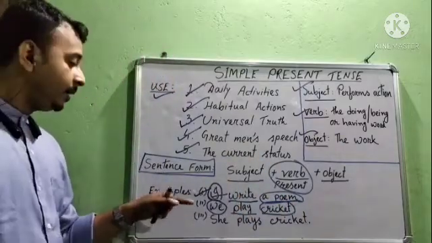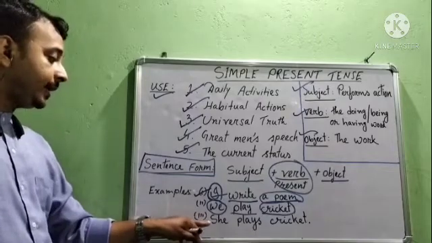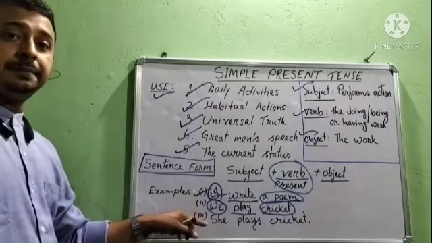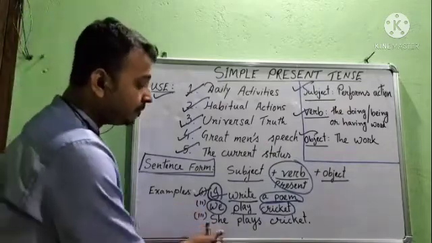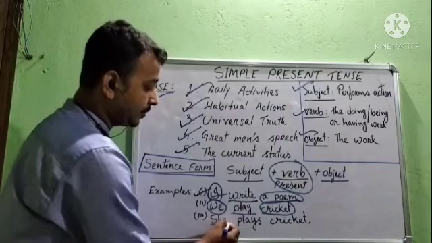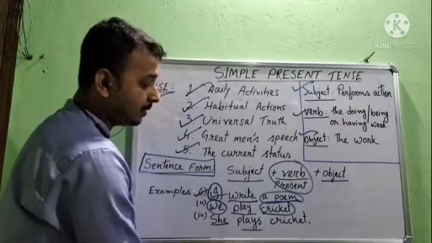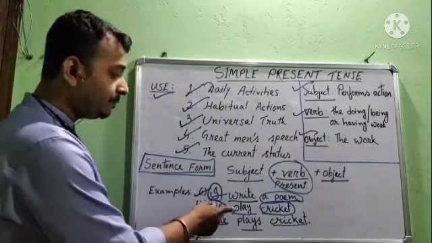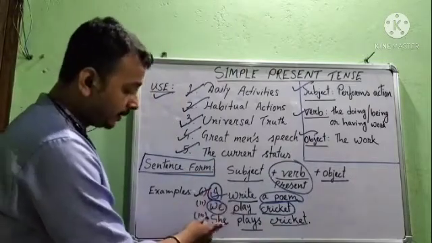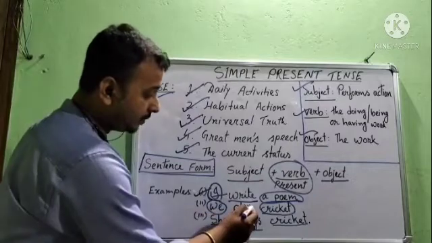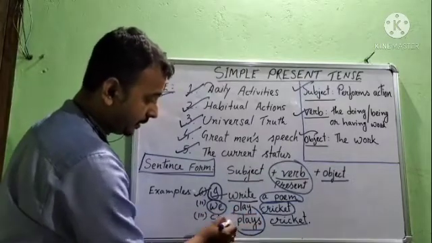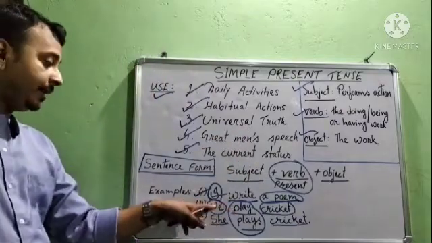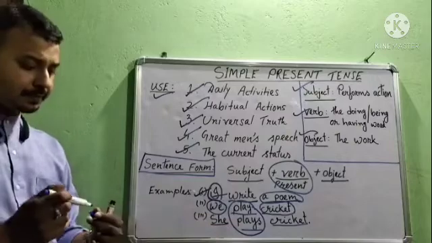Okay, have you got it? Next example, and take care of this example especially. This is the third example, with a little bit of difference. She plays cricket. "She" is the subject, "plays" is the verb in present, and cricket is the object. But when I wrote "we play", here I wrote "she plays". Why "play" with "we" and "plays" with "she"?